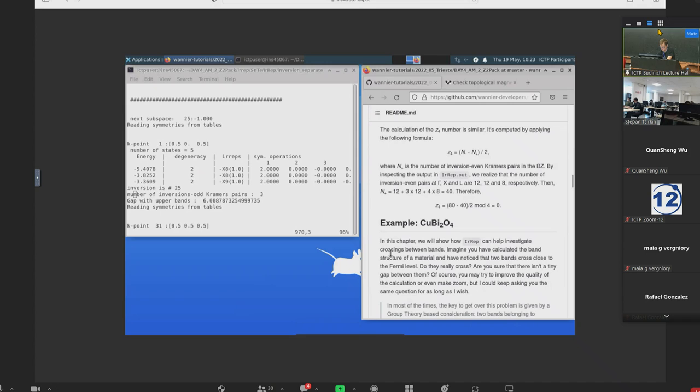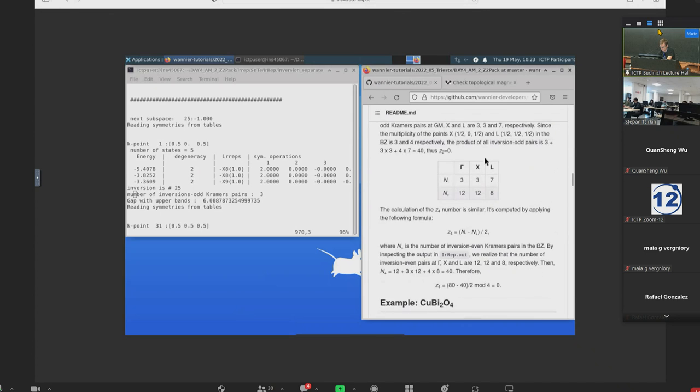Good. So, as I said, we can calculate the Z4 number with this formula here. Again, IREP has counted the inversion odd and inversion even states, more Kramers pairs for us. We just apply the formula, which gives, again, a number that is zero, because this Z4 number is defined modulo four. Remember that this is the result that the Bilbao Crystallographic Server told us from the information of irreducible representations that we calculated with IREP.